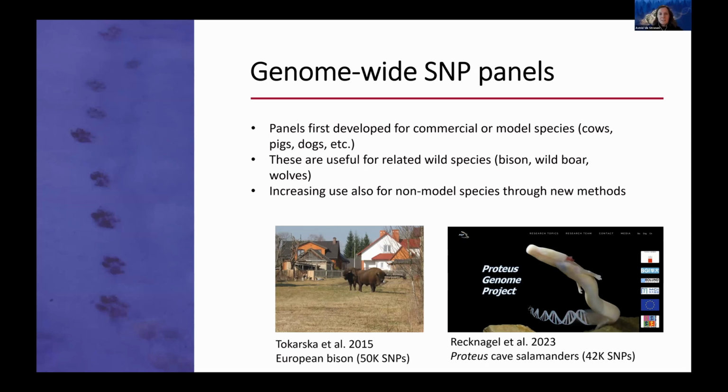One example of this is a very nice study done by our colleagues at the University of Ljubljana, where Recknagel and colleagues recently looked at the Proteus cave salamanders with over 40,000 SNP markers.